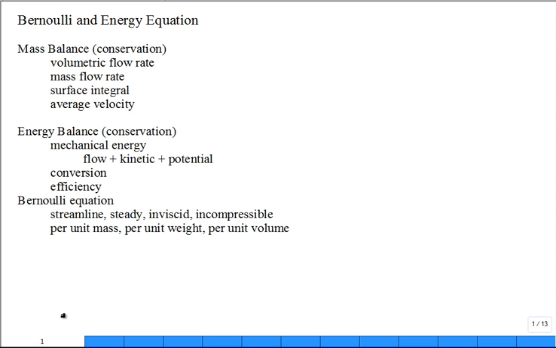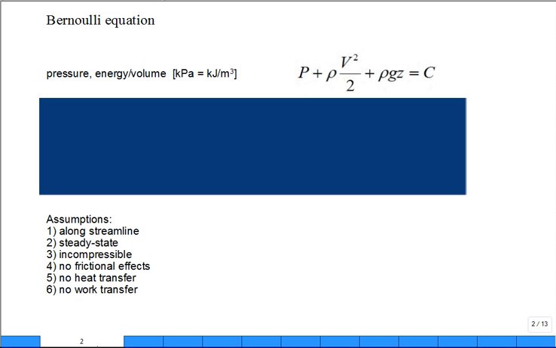So we spent a lot of time on the mass balance. Now we need to move into an energy conservation statement. Bernoulli's equation. Last time I think we derived it, didn't we? From an energy perspective. And what did we say?